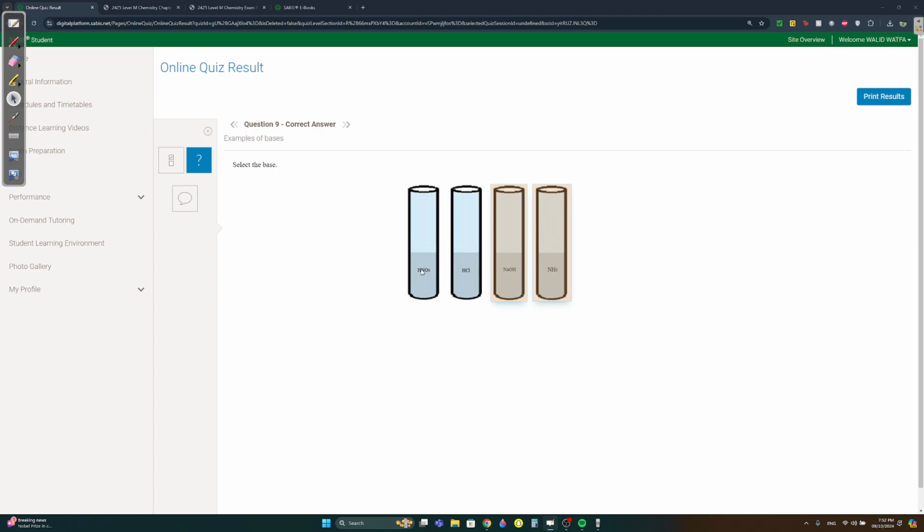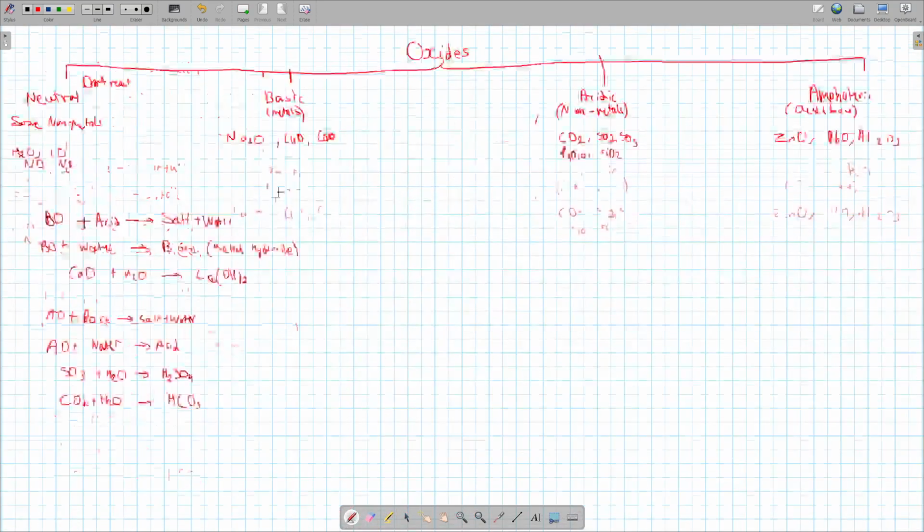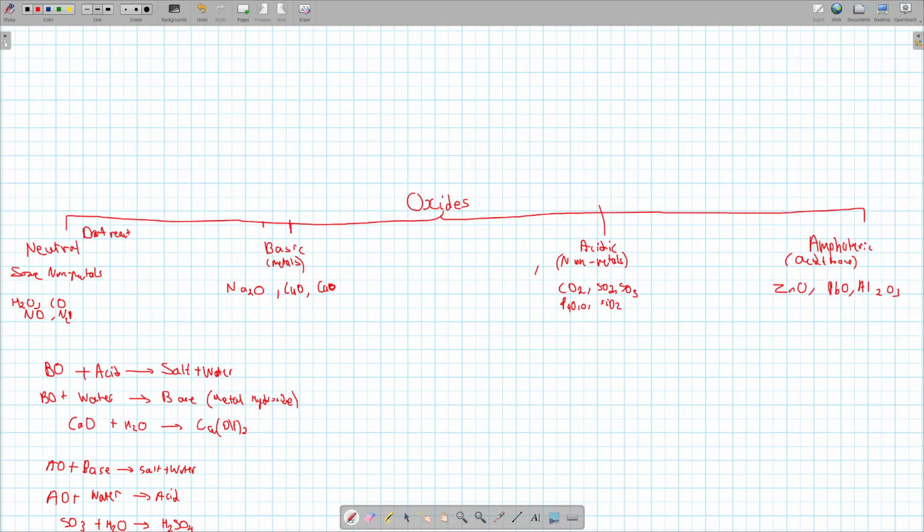Select the base here. We said the bases are the ones that are OH. Usually, all bases are OHs except ammonia, which is NH3. Okay. Either OHs or metallic oxides, like we did earlier. Remember, it can be a metallic oxide.